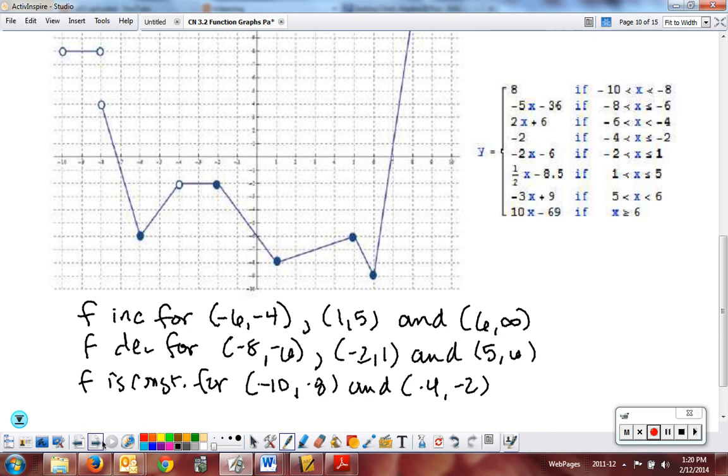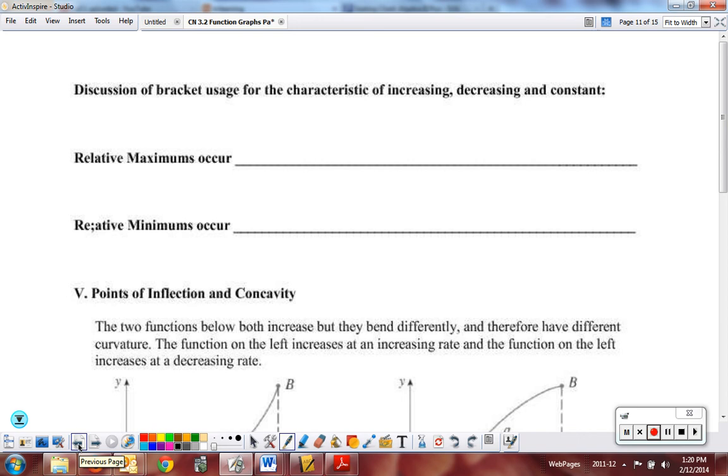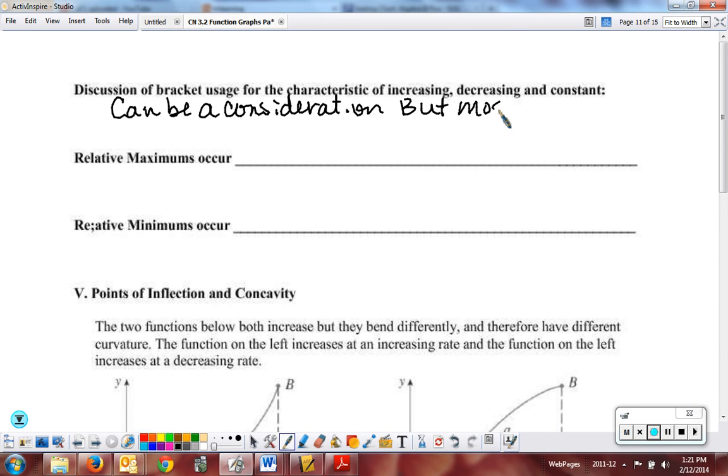And this is kind of a review because we did that when we did parent functions, right? All right, now, discussion of bracket usage for increasing, decreasing, and constant. It can be a consideration. But most of the time you will be asked for open intervals. So you don't really have to worry about that. When will you not use it?